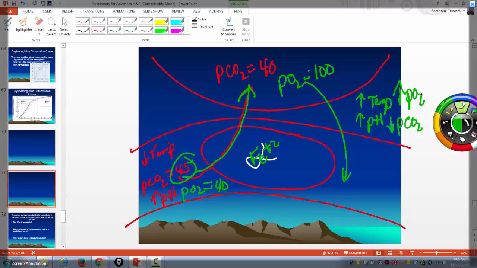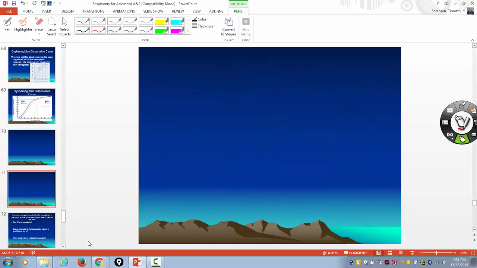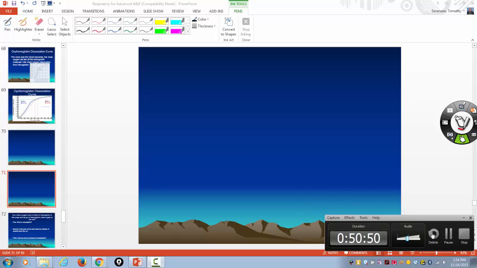That, ladies and gentlemen, is the oxyhemoglobin dissociation curve. There will be a part 2, but later I'll explain the clinical significance of it. Hope you learned something. See ya.